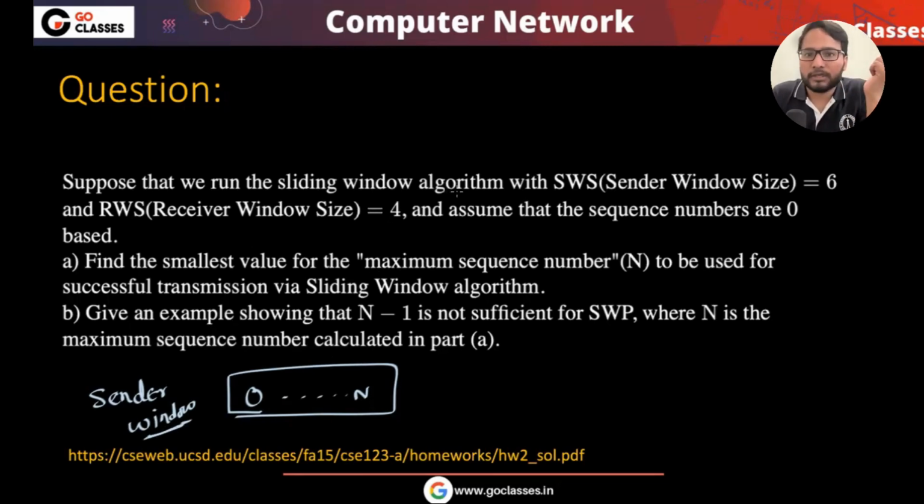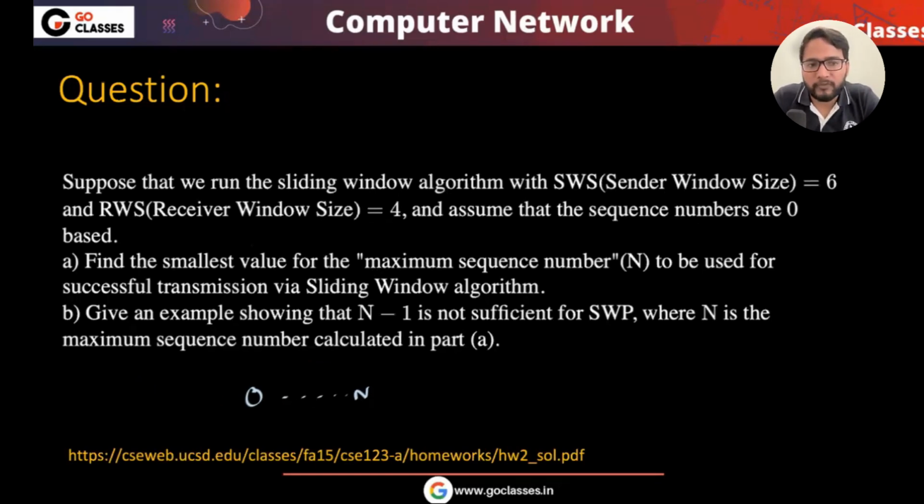See, suppose that they run sliding window protocol, sender window size is 6, right? Okay. And the receiver window size is 4. Okay, maximum available sequence number they're asking. So they're asking for the available sequence numbers, not the sender window size. So if the sender window size is 6 and the receiver window size is 4, then 6 plus 4, basically available sequence numbers.